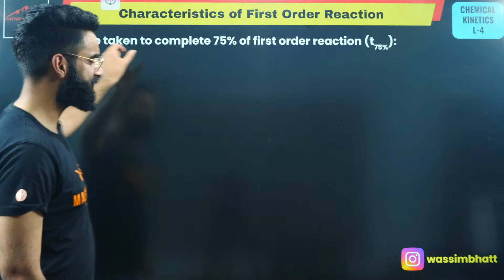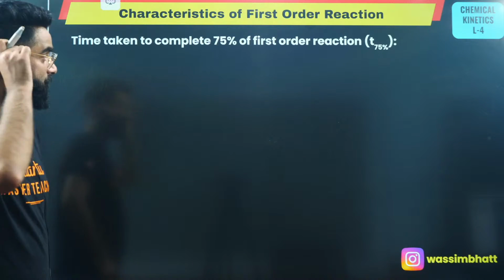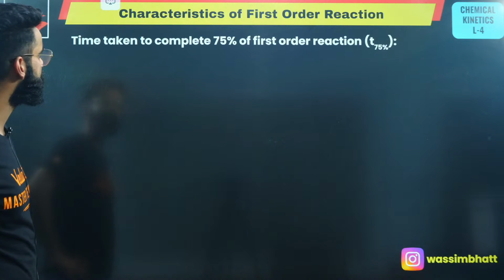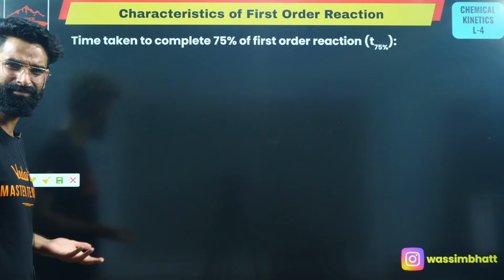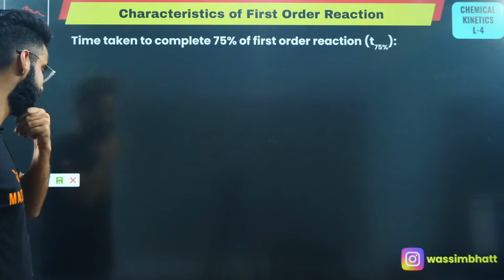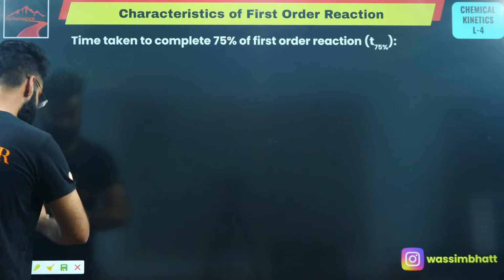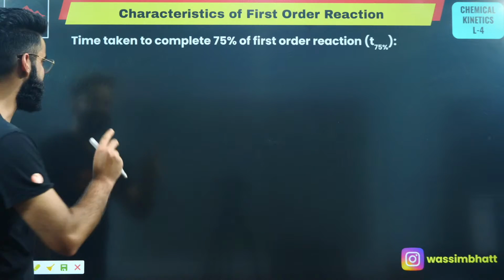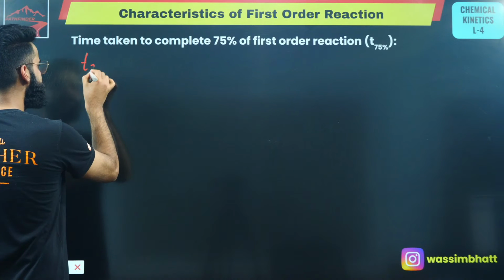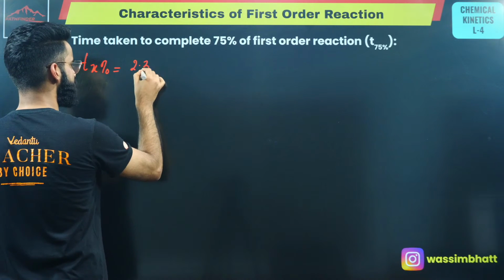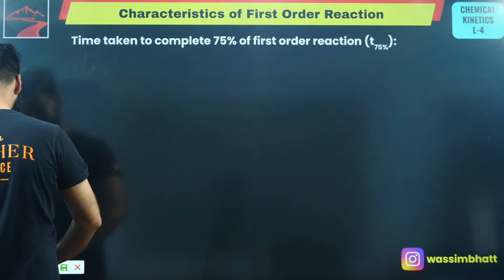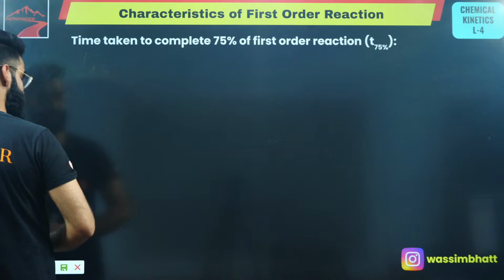Perfect. This is a statement which I've mentioned over here: the time taken to complete 75% of a first order reaction. It's very simple. Understand how I will solve it. A few minutes back, I gave you a relation for the time taken to complete X% of a first order reaction, equal to 2.303, or let's not use this. Let's use the general procedure.